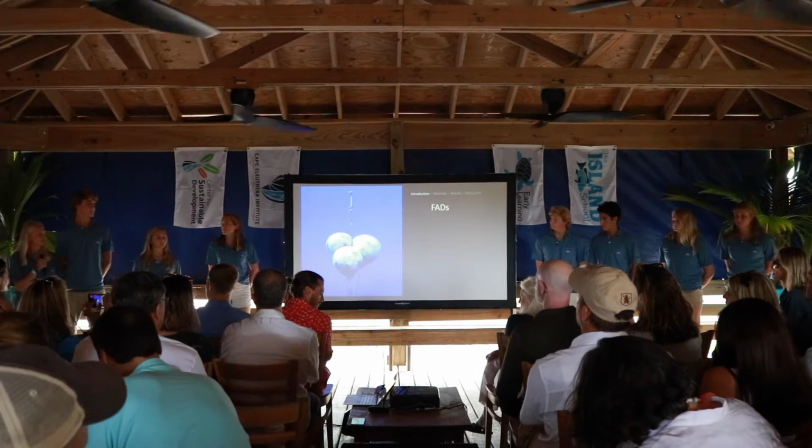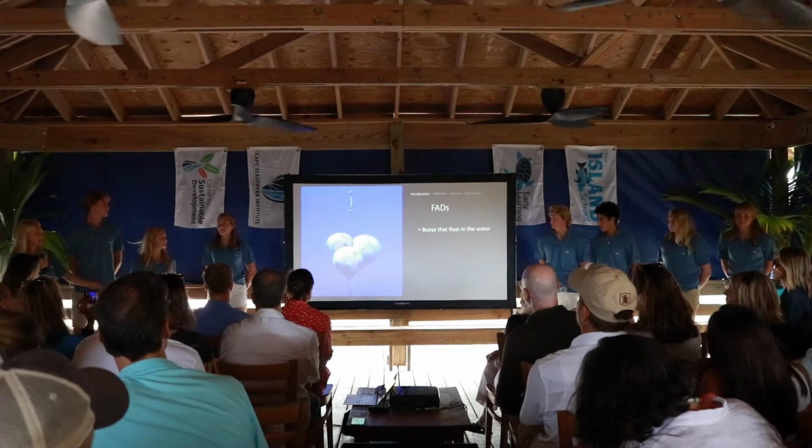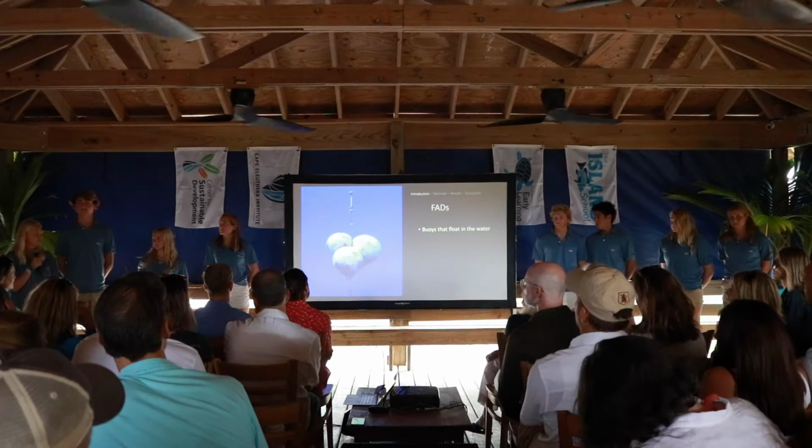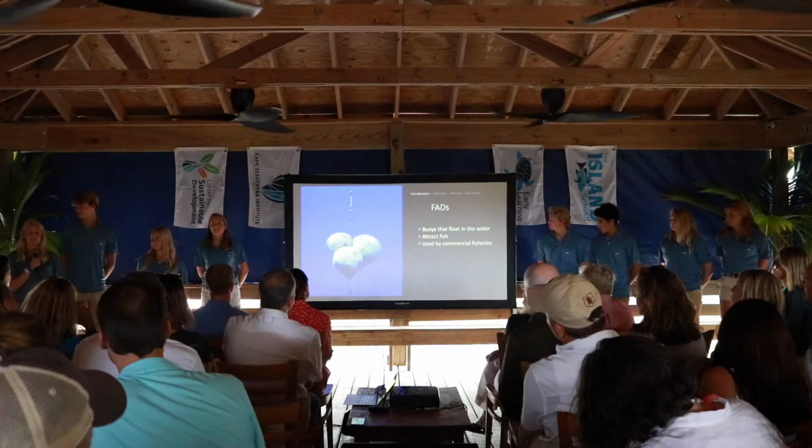FADs are essentially just big buoys that look like this, and they can either be anchored to the ocean floor or can float at the surface and fish will gather around it. Fisheries will then go and collect the fish. This is extremely important for tuna fisheries because 60% of the world's tuna is caught at these FADs.